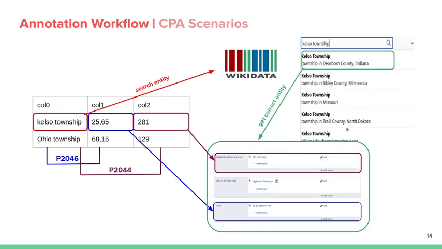This image presents the scenario for the CPA task. First, we search for the entity, then we use the value contained in the other column to retrieve the correct entity. Once that is done, we associate the property ID whose value will help to identify the entity as the unified property for this column.